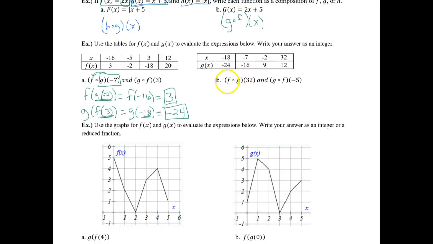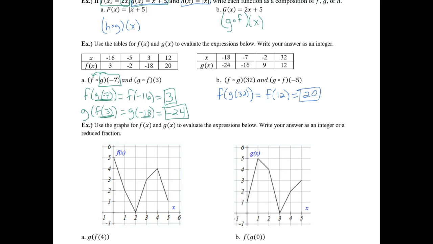Here I am now finding f of g of 32. So that means f of, I need to find g of 32 first. So finding on my function g table, I go to the x equals 32. The output is 12. So g of 32 equals 12. And now I'm going to plug that into f. So f function, I go over to 12. The output is 20. So f of 12 is 20.